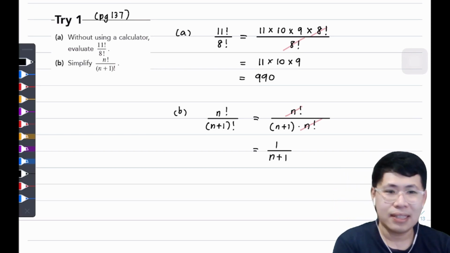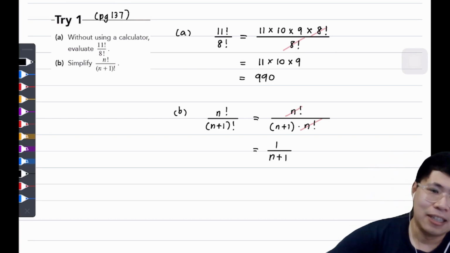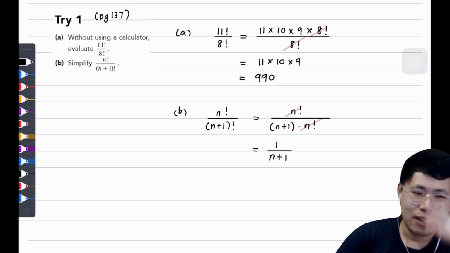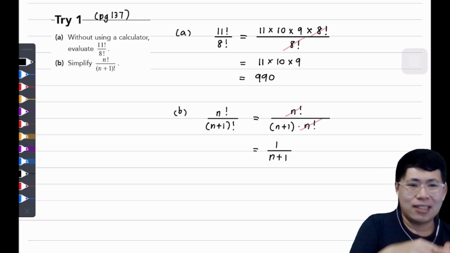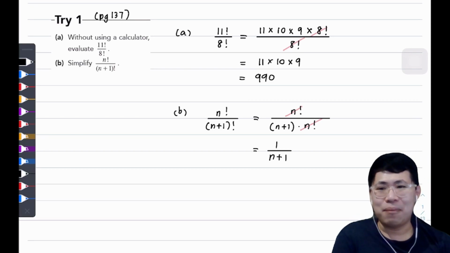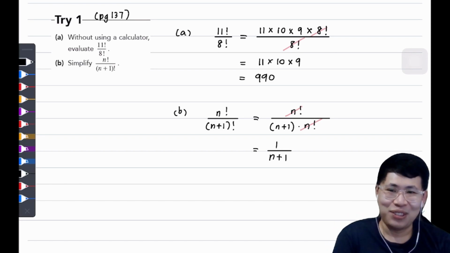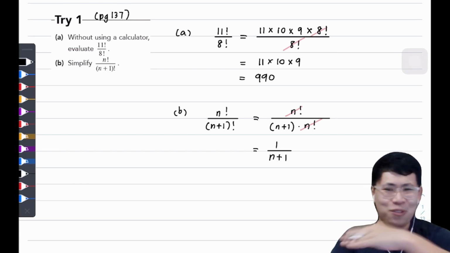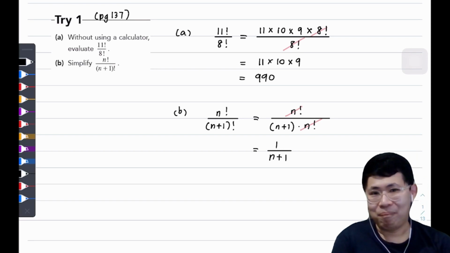So when we see things like that, we can make use of the factorial notation. Just stop there and then we just cancel. Don't have to write the whole thing. It's tedious to write the whole thing. That's why mathematicians invented the factorial notation, because it's tedious to write all the way towards the end. Okay, so this is for try 1.